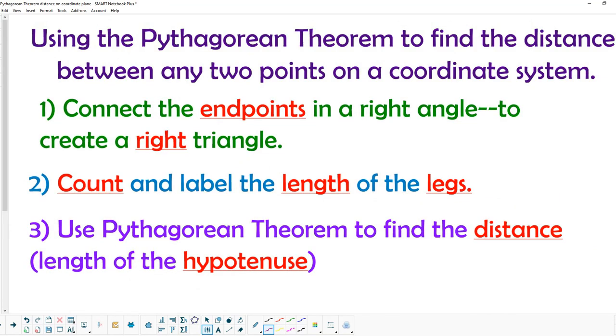Using the Pythagorean theorem to find the distance between any 2 points on a coordinate system goes as follows. First, connect the endpoints in a right angle to create a right triangle. Second, count and label the length of the legs. And third, use the Pythagorean theorem to find the distance, or the length of the hypotenuse.